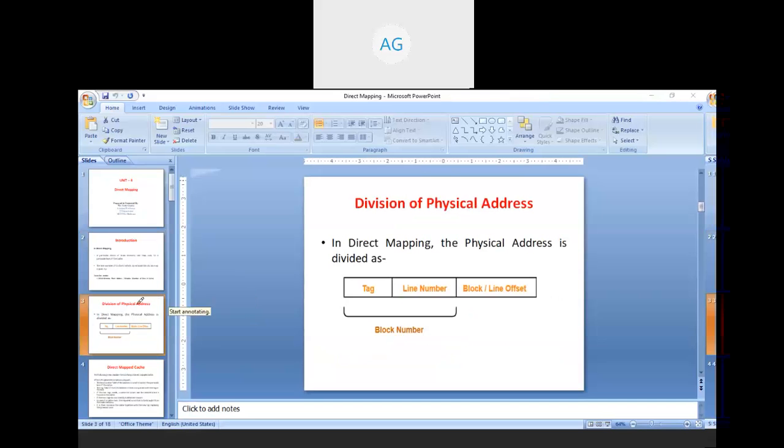Another important point in solving the numerical is that in the case of direct mapping, the physical address is divided into three parts. You also need to write this figure in your copy. The three parts are tag, line number, and block offset, or line offset. Tag and line number combined are known as the block number. This can be very useful in solving the numericals. So move into the next slide.